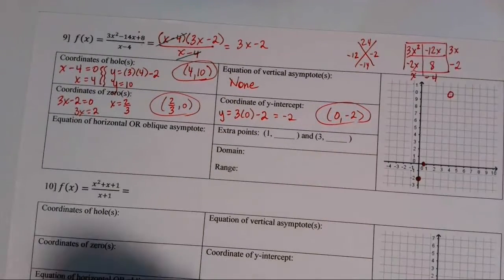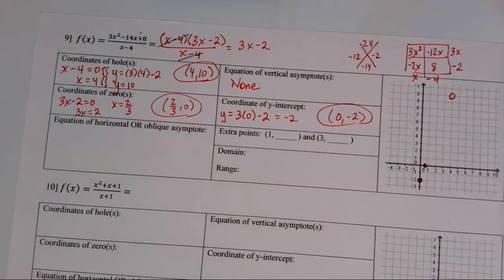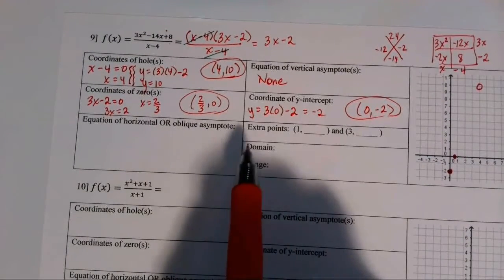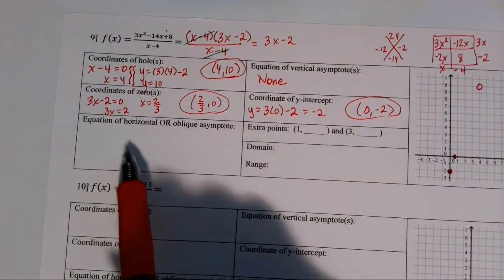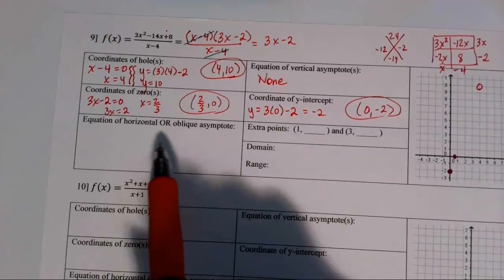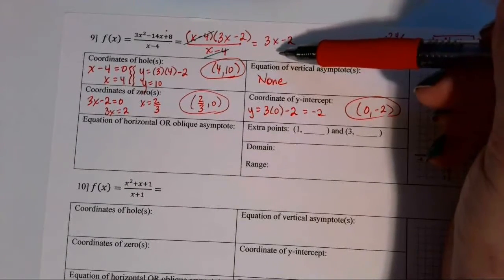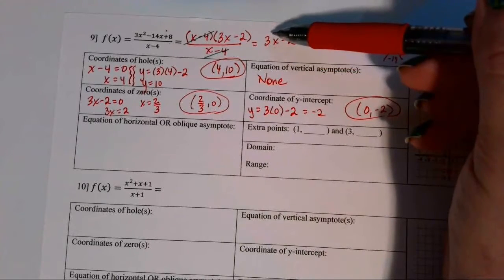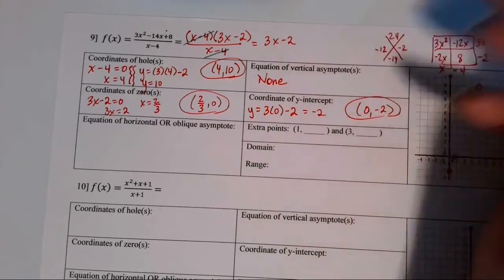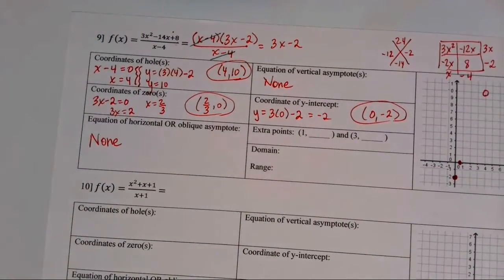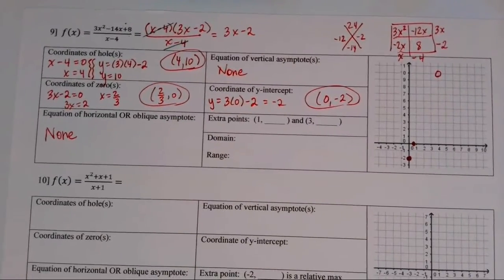Okay, then equation of horizontal or oblique asymptote. Remember, Bobo Botan eats DC. If it's bigger on top, none, and this denominator here is a 1, so that's degree 0 on the bottom, degree 1 on top, so that's bigger on top. So there is none, no horizontal asymptote.